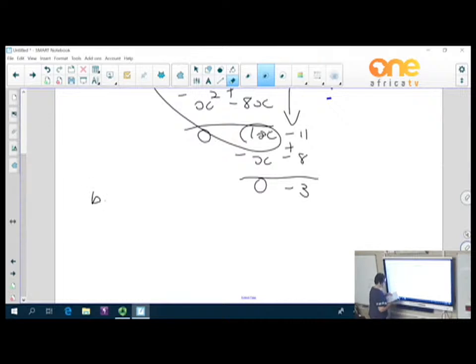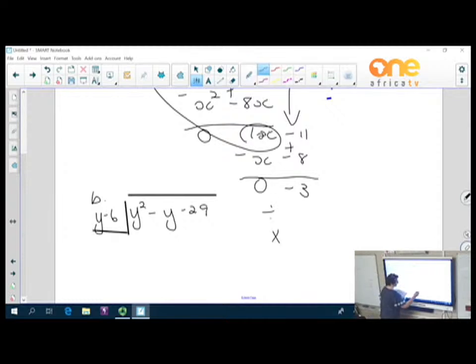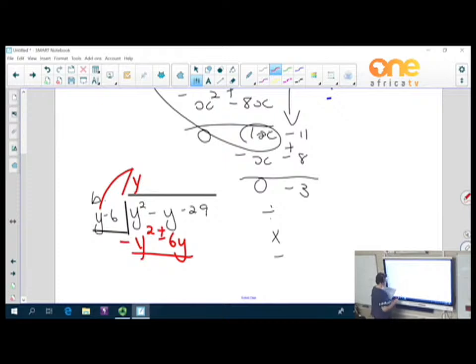Number B. y squared minus y minus 29. And I want to divide with y minus 6. Divide, multiply, subtract. That's what we keep on doing. How many times will y divide into y squared? y once. Multiply, then you have y squared minus 6y. Subtract, change the signs. Negative 1 plus 6 is 5y. I bring down the negative 29.